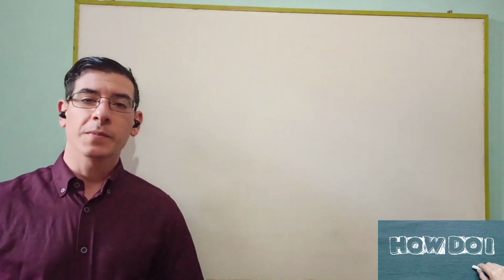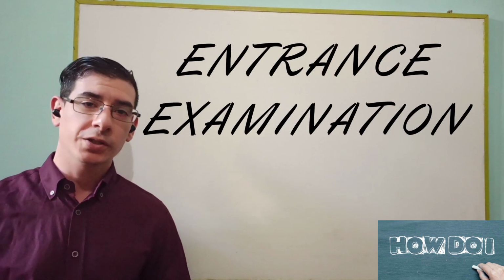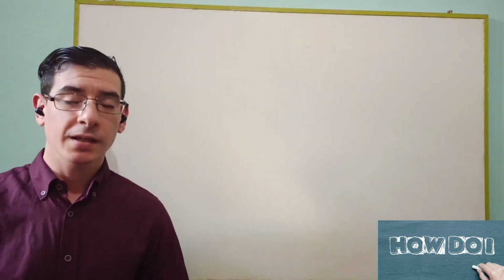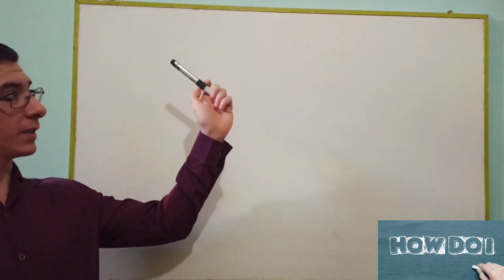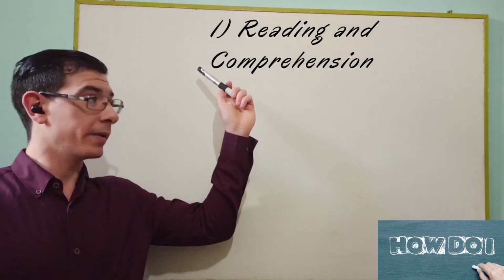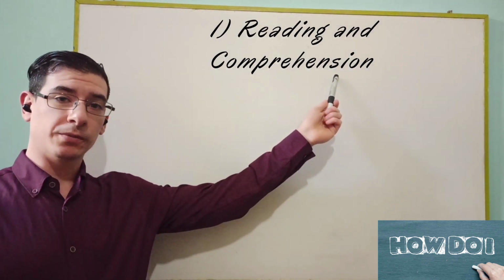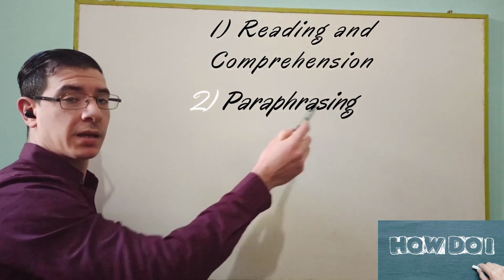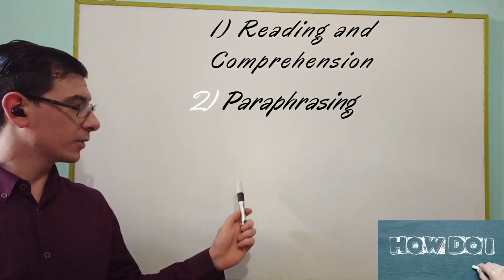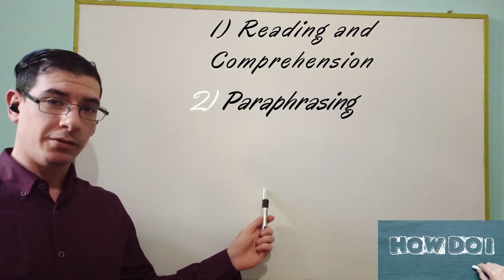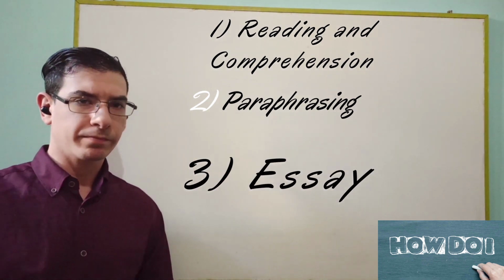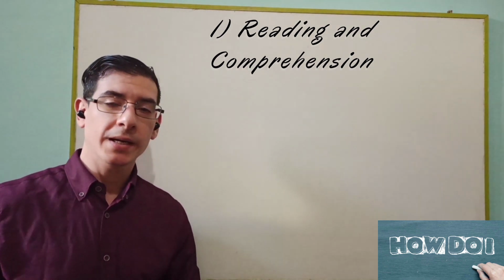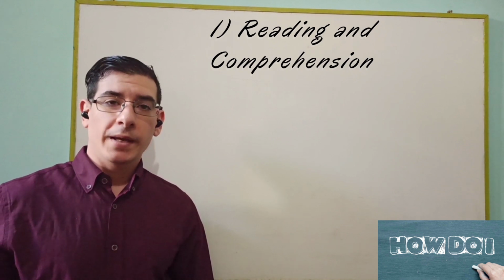Today, I'm going to explain to you how to pass the entrance examination at UBA. As you may know, the entrance examination is divided into three different stages. The first one will be the reading and comprehension. Then we will have the paraphrasing, and then we will have to face the devil, the essay. The very first part, the reading and comprehension, will consist of an article, and you will be asked about it.